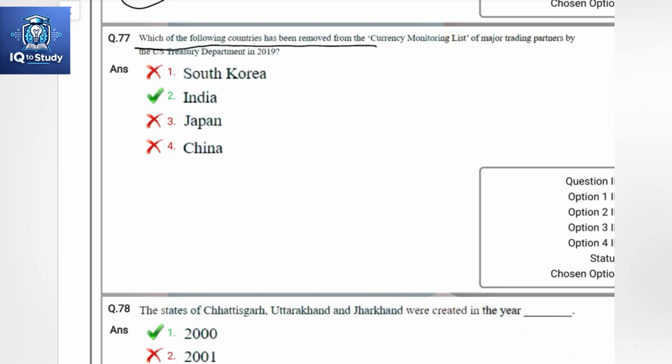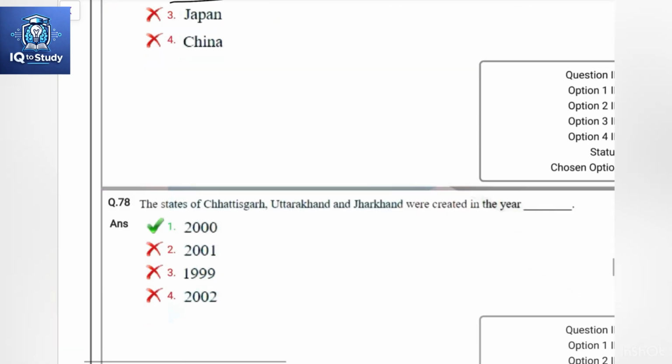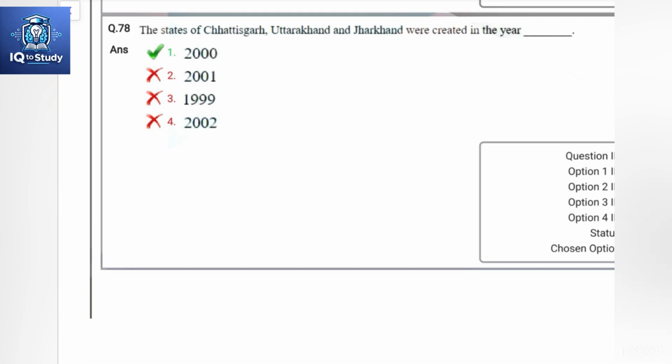Which of the following countries has been removed from the currency monitoring list of major trading partners by US Treasury Department in 2019? India. India was removed because it met only 1 out of 3 criteria, a significant bilateral surplus with the US, for the 2 consecutive reports. The states of Chhattisgarh, Uttarakhand and Jharkhand were created in the year 2000.